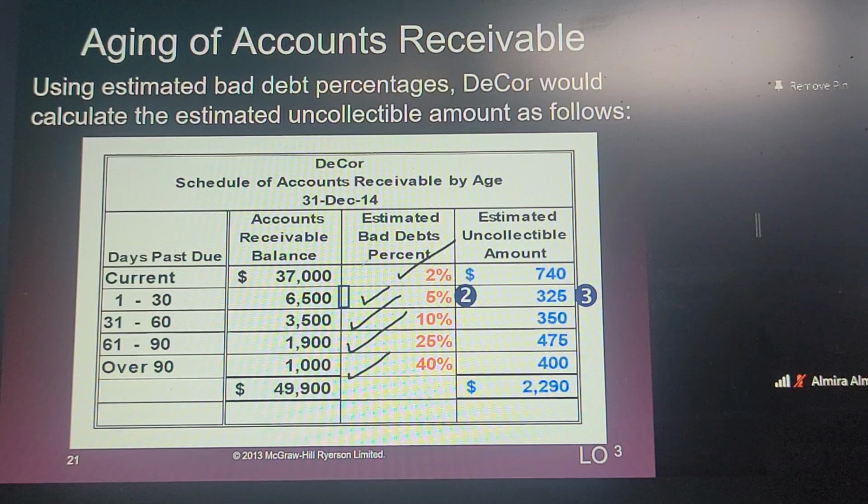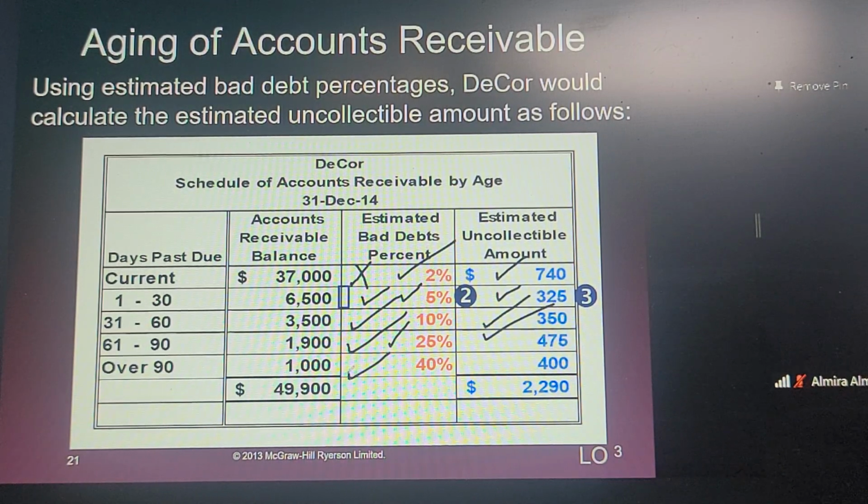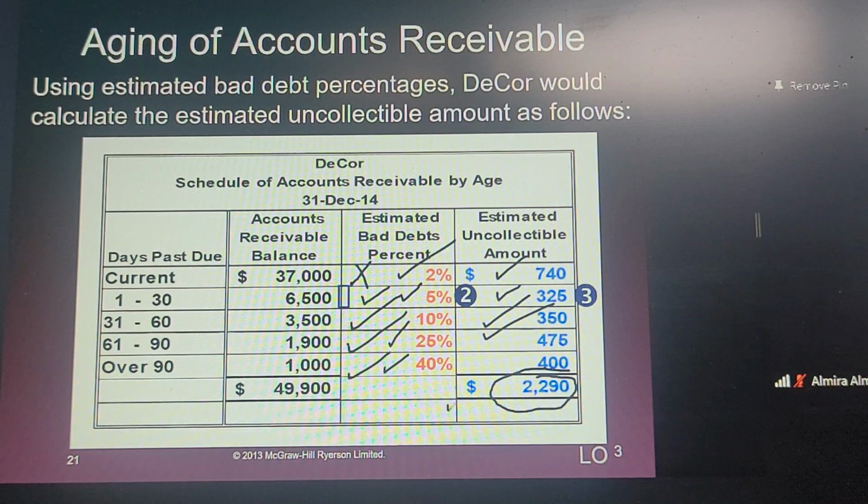So then I multiply 3,700 by the 2%, $740. 6,500 by 5%, this much. This by 10%, this by 25%, this by 40%. And then I add them together. This is my estimate. Okay?